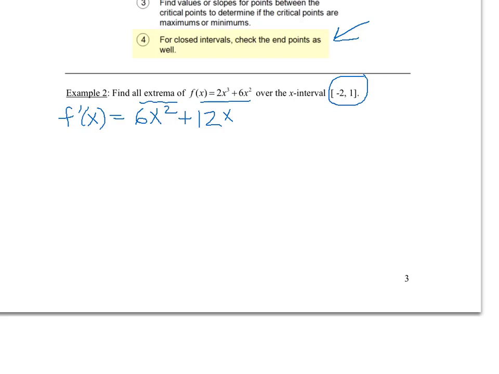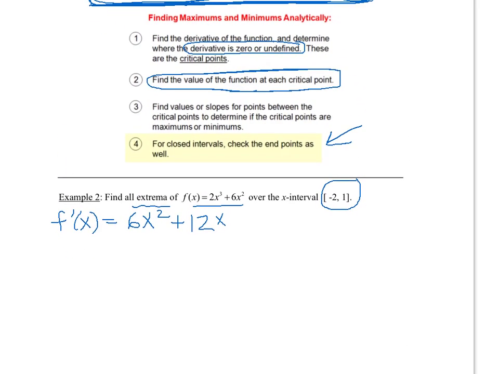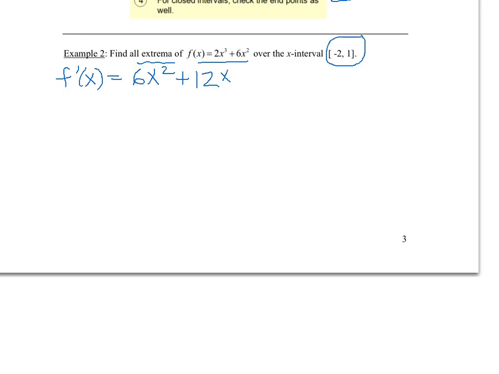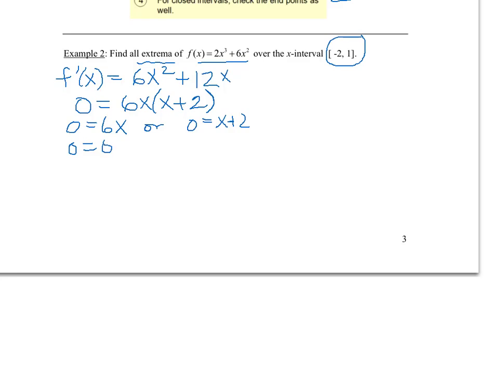So again, I'm going to slide this up here. You're trying to find where the derivative equals 0 or is undefined. The derivative function itself is a quadratic, so there are no discontinuities. It's never going to be undefined. So all we have to do is worry about where this is going to equal 0. So set the derivative equal to 0, and you can pull out a 6x here. You'll be left with an x plus 2. And the zero product property says that either 0 equals 6x or 0 equals x plus 2.